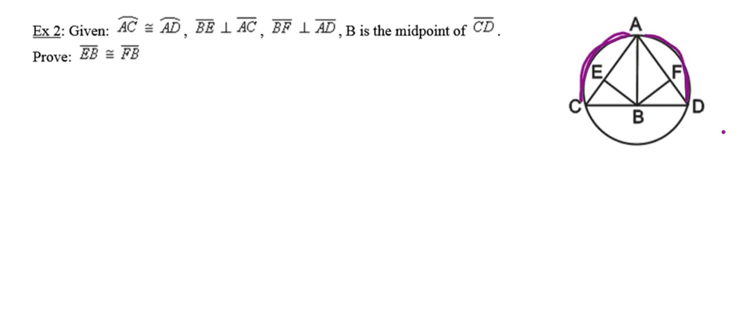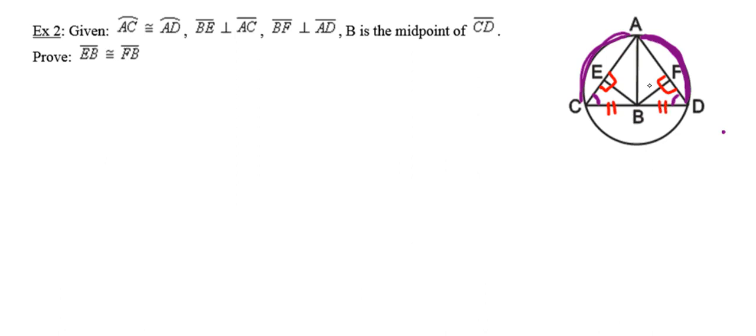So as soon as I see those congruent arcs, I might go look and see, do they have any inscribed angles? Well, the inscribed angle for arc AC is angle D. The inscribed angle for arc AD is angle C. So that's going to make those two angles congruent. BE is perpendicular to AC, so I'm going to go find those and draw the right angles in there. BF is perpendicular to AD. And B is the midpoint of segment CD.